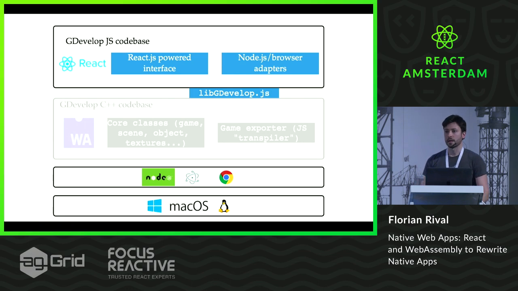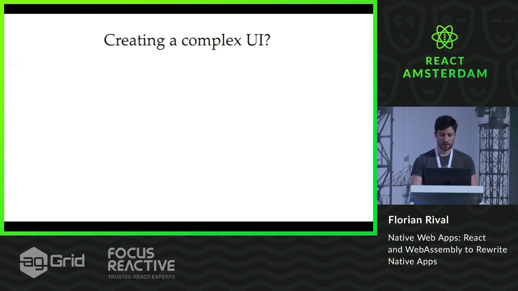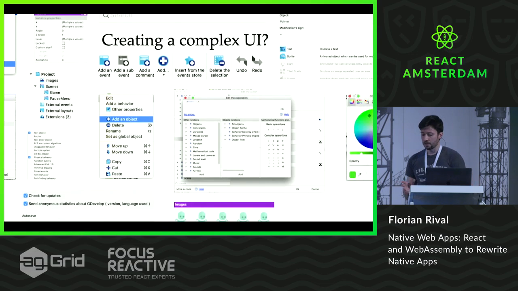The next step is, okay, we have this, we have the core of the software running in a browser or a JavaScript engine in general. Can we use React to make a better interface than what we had before? So let's take a look. We want to make something that is quite complex in terms of interface. So when I say complex, I mean things like context menus, nested dialogues, a list of objects, color pickers. So things that are going a bit beyond the usual forms that we can do.